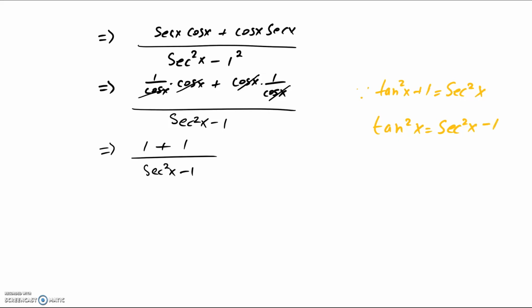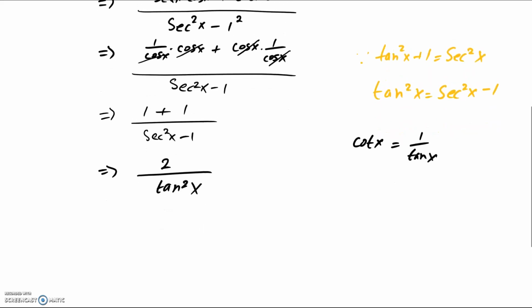This identity I will use here, and it's going to be 1 plus 1 over tan squared x. And we know that cot x is equal to 1 over tan x, correct? And this 1 over tan x will change into cot squared x. This is the simplified form of our given expression.